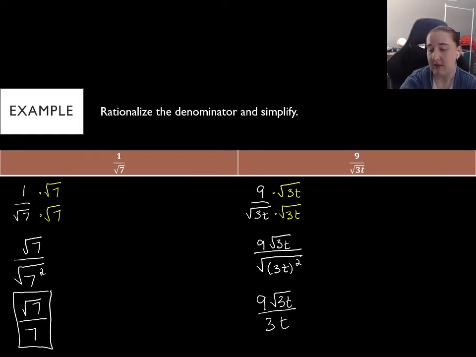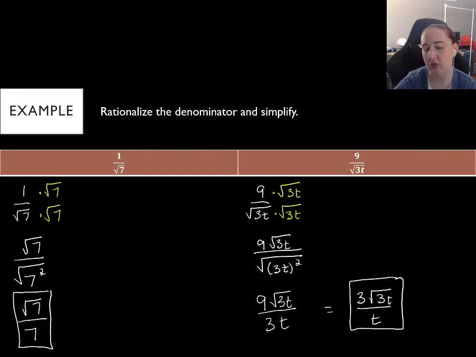Now notice that this actually simplifies, because we have 9 and then 3, we can do 9 divided by 3, which is 3. So this simplifies to 3 times the square root of 3t over t. So sometimes after you do the rationalizing, you can actually simplify after that and cancel some things out.